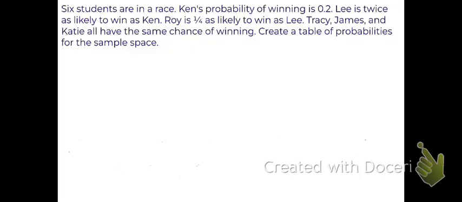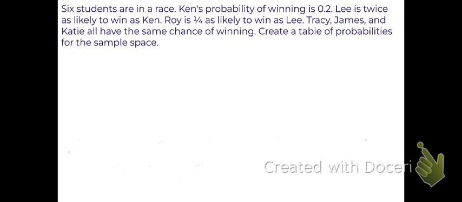Here it says 6 students are in a race. Ken's probability of winning is 0.2. Lee is twice as likely to win as Ken. Roy is 1/4 as likely to win as Lee. And Tracy, James, and Katie all have the same chance of winning. Create a table of probabilities for the sample space.